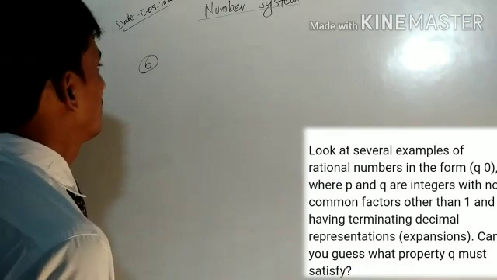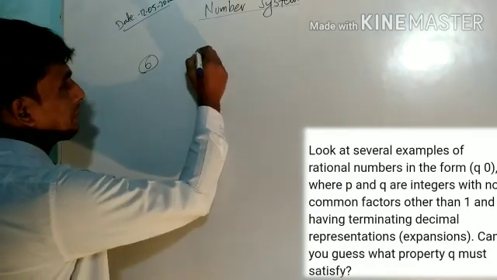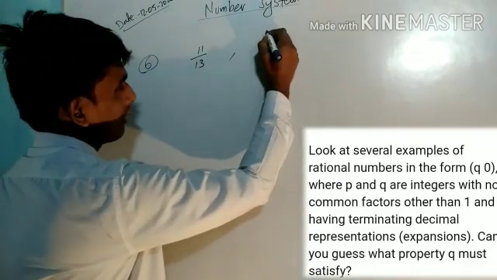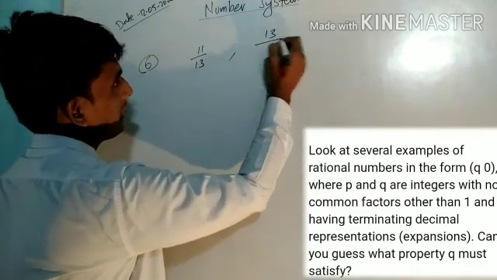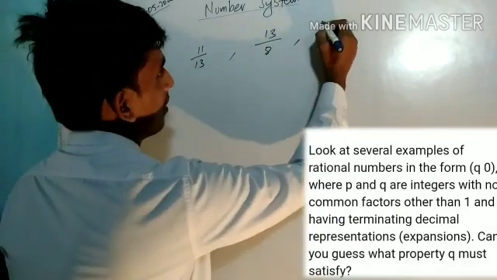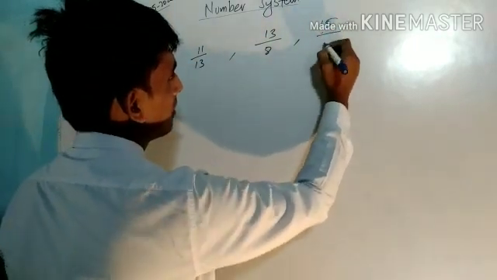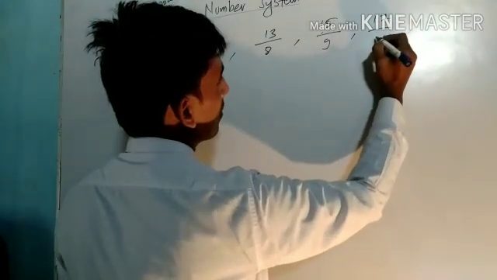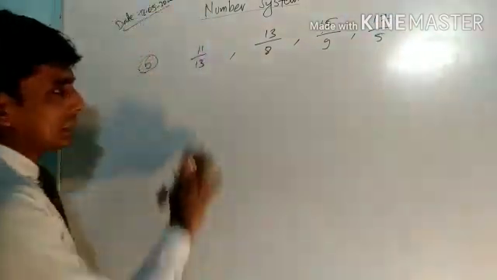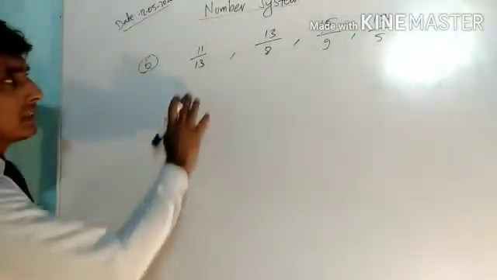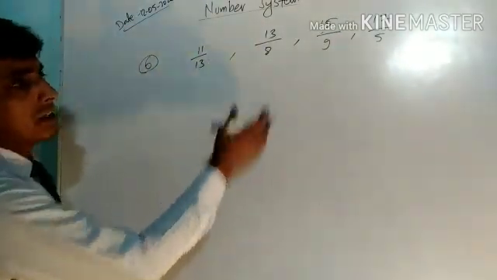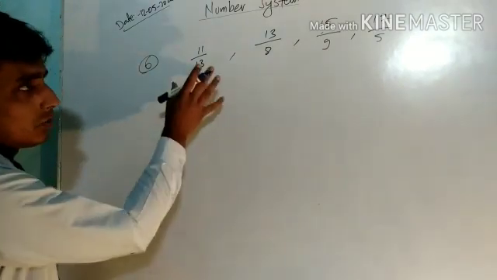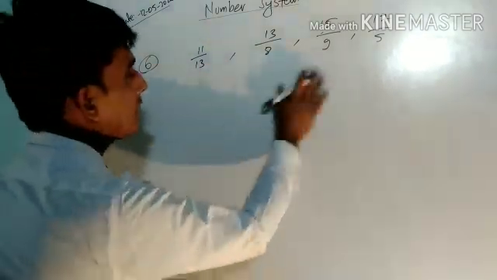So see here, for example, if I am writing 11 by 13, 13 by 8, 15 by 9, 17 by 5. So in these numbers, which one will be terminating type decimal expansion and which will be repeating type decimal expansion? You can find it out.